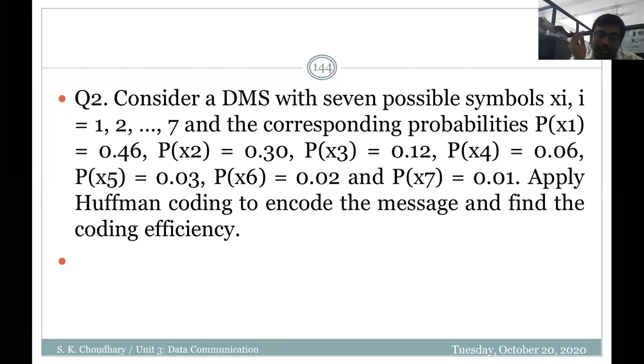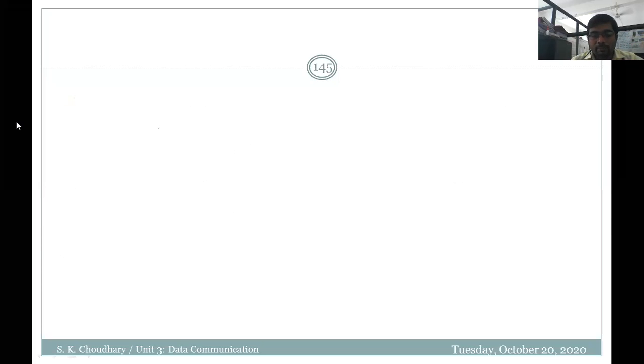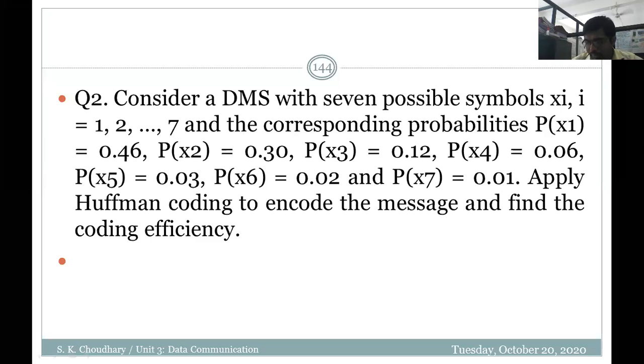Now, why have I taken this question? Through this question, I will tell you that Huffman coding is not unique in nature, meaning you can perform this coding in multiple ways. So see the question. There are two methods I am going to use today to solve this particular question. Okay.